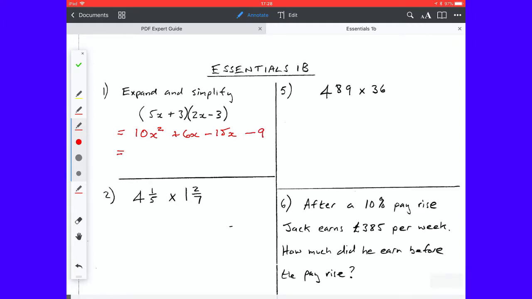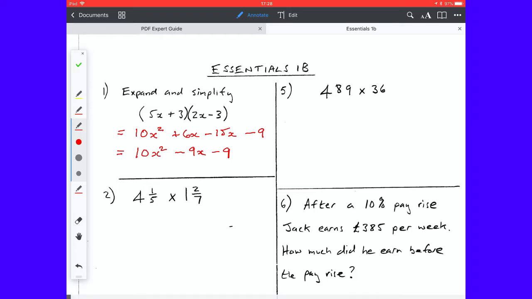Now to simplify this, we can collect the middle two terms together. They're both terms in x. So we've got 10x squared plus 6x minus 15x is minus 9x, minus 9.